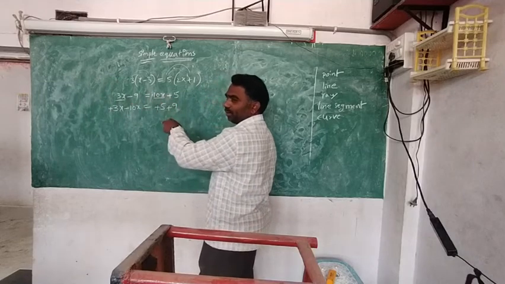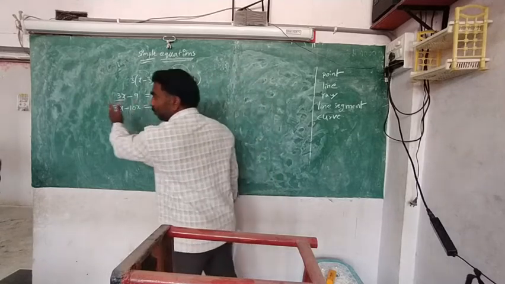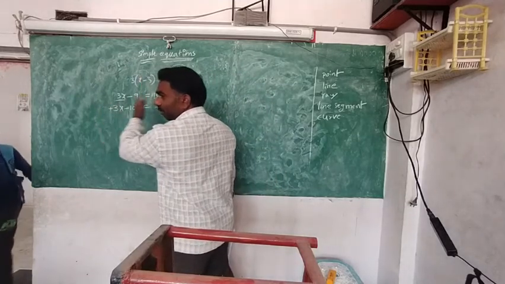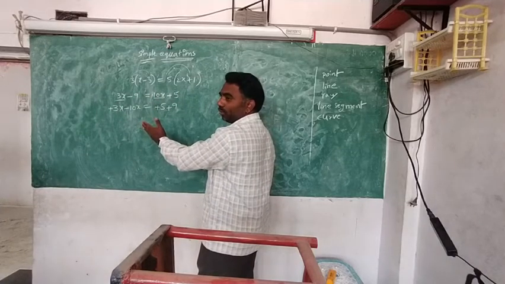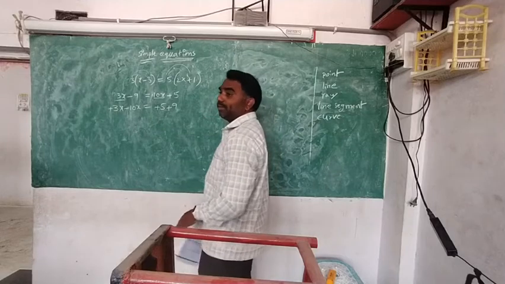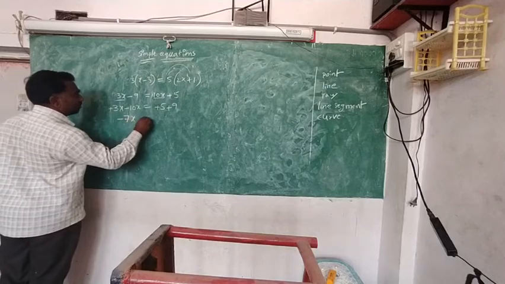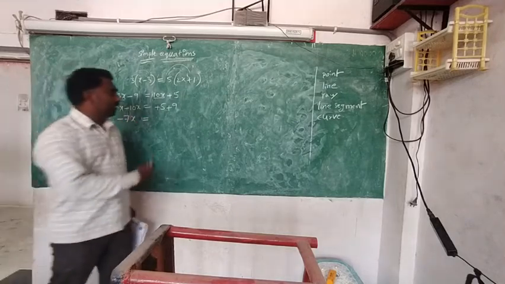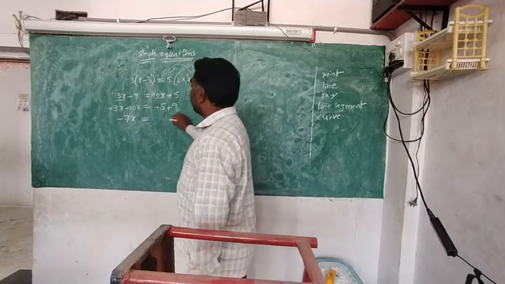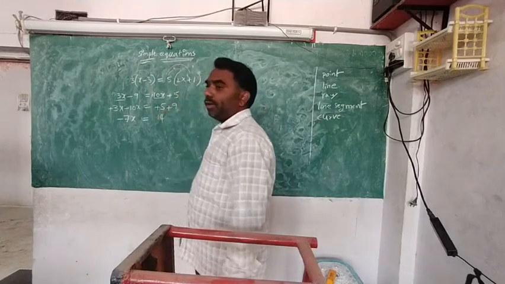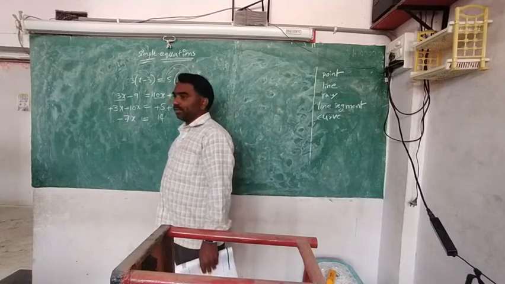Subtraction means 7. And what symbol will come, you see? Plus we are moving less, minus we are moving more. So the minus symbol will come. So this is minus 7x. And here 5 plus 9, what is 5 plus 9? 14. Now what are you going to get? Not 7, minus 7.